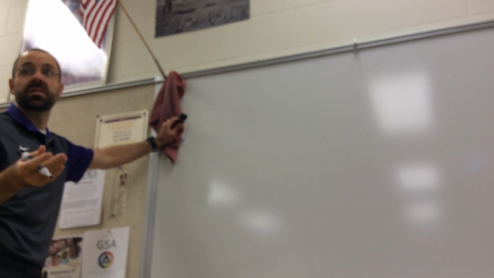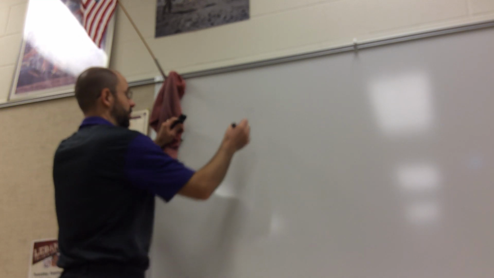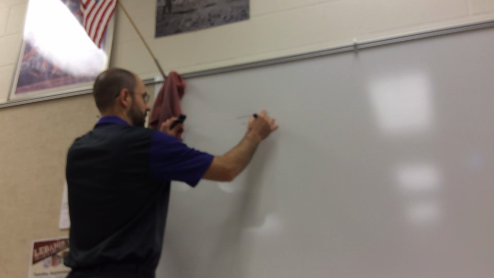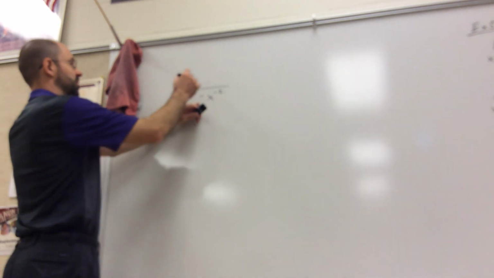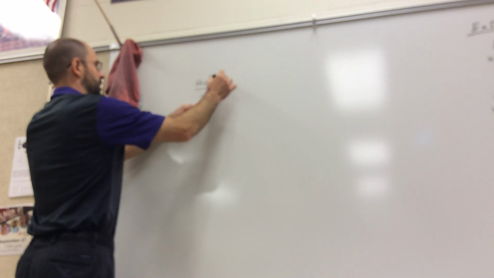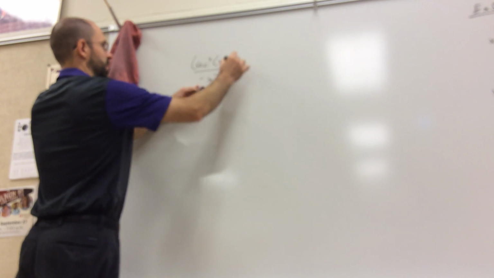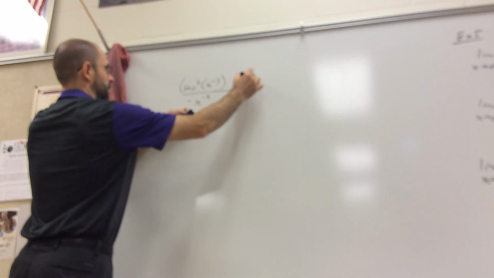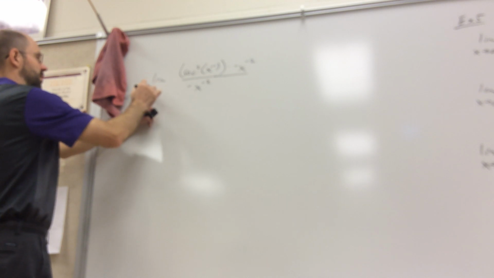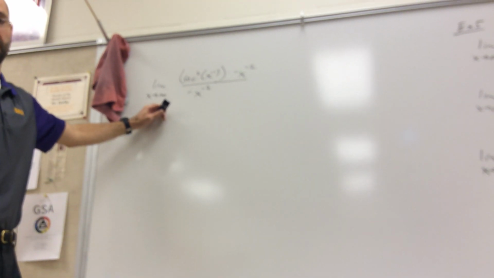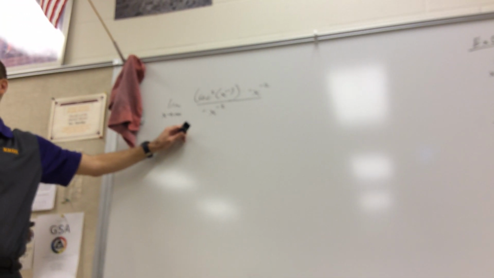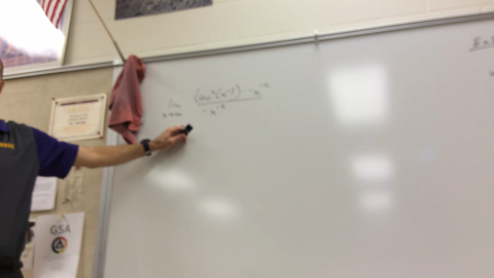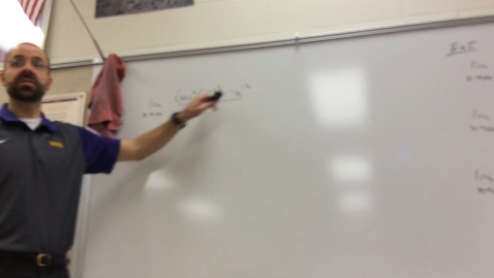So 0 over 0 applies. We're getting 0 over 0, so L'Hopital's rule applies. So now I'm going to take the derivative of the bottom and the top separately. There's the derivative of the bottom. Derivative of tangent is secant squared. But then there's a chain rule. Then that's nice because these are going to cancel.